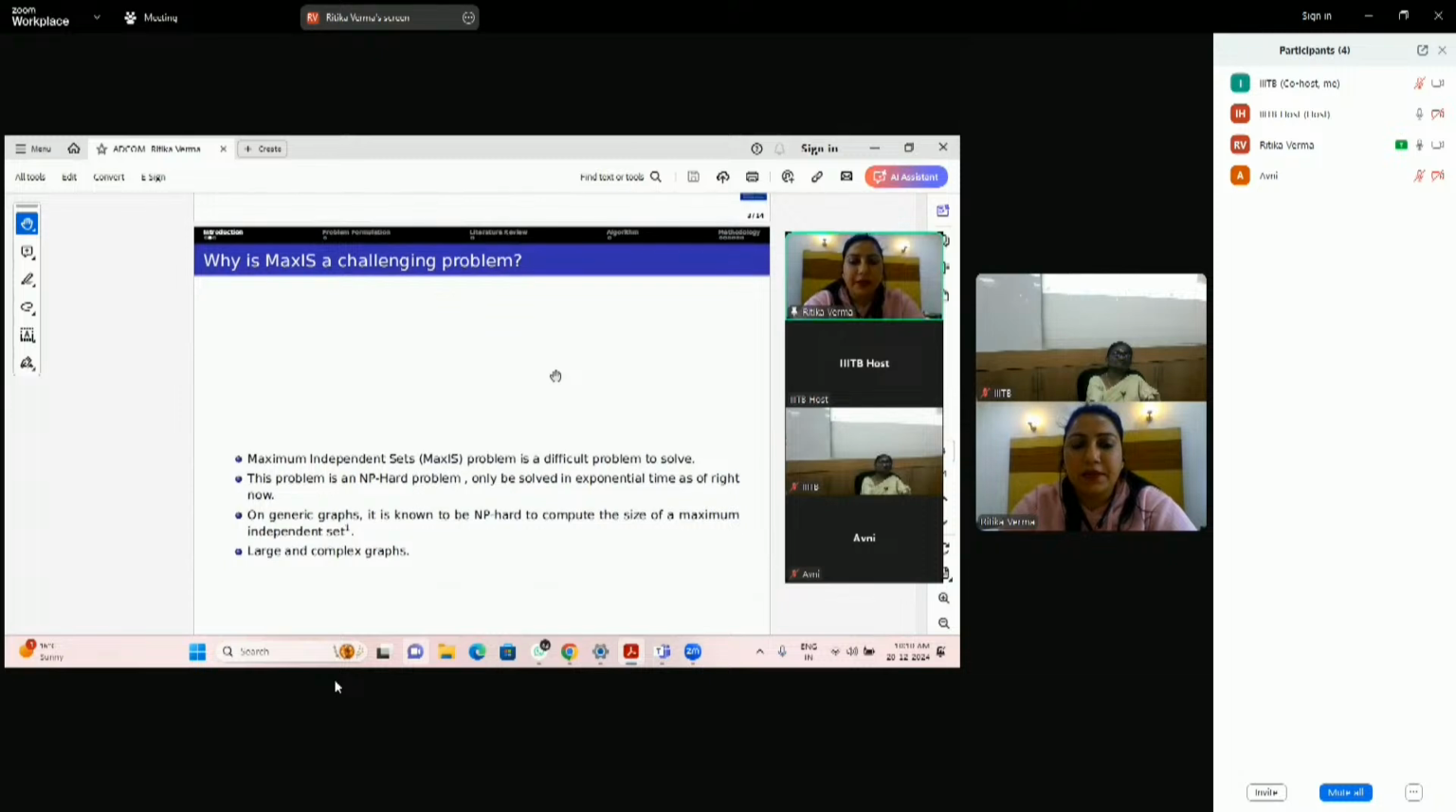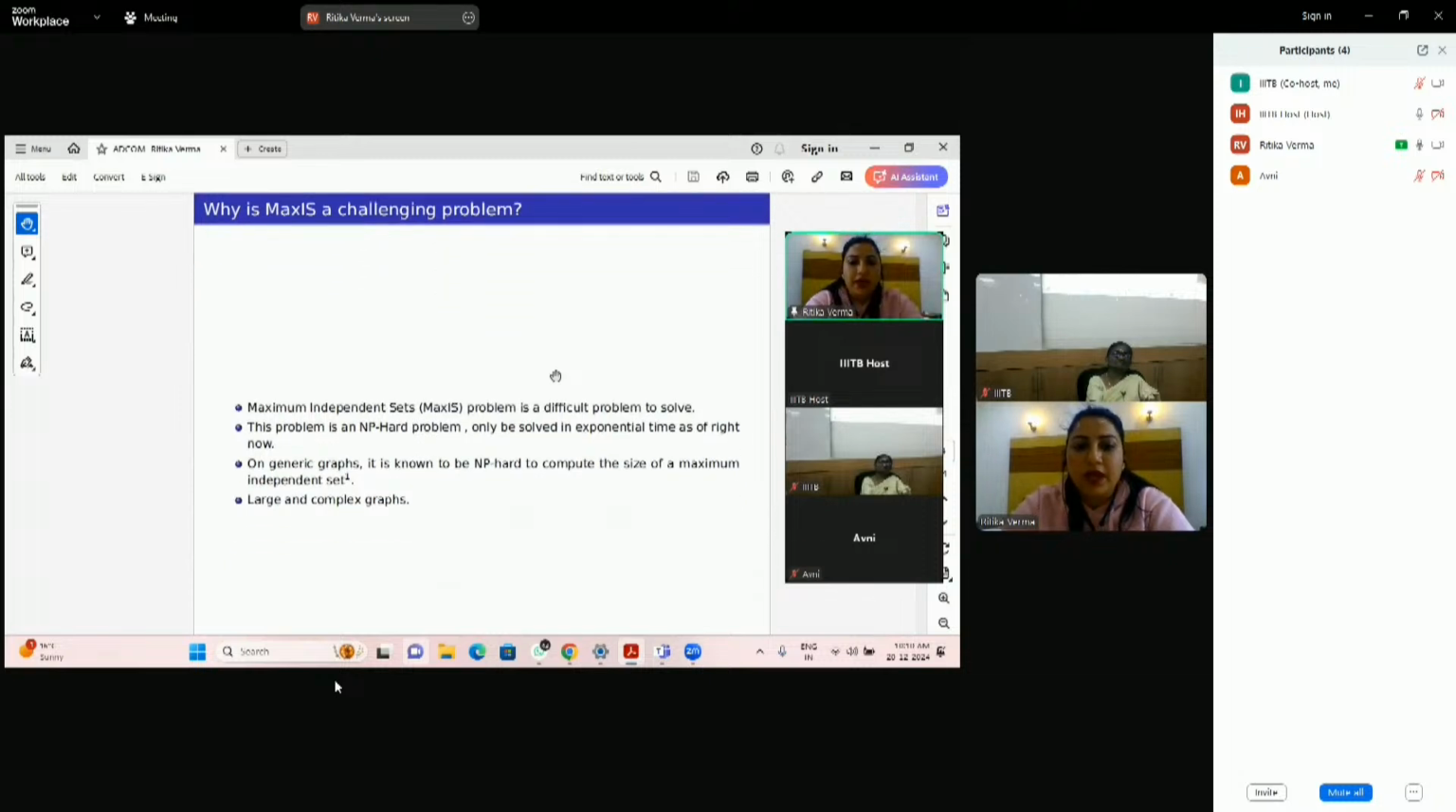Why is maximum independent set a challenging problem? Maximum independent set is a very difficult problem to solve. It is an NP-hard problem, and we cannot solve this problem in polynomial time. It is a very difficult problem for a large graph.